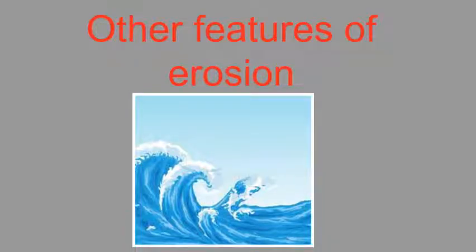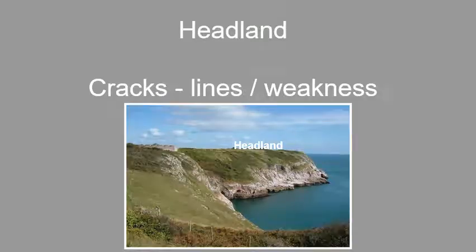Let's look at some other interesting features that the erosion of waves has formed. My story begins with a land feature that we call a headland. So a headland is this whole area shown here, where it's a piece of land that juts out from the mainland into the ocean.